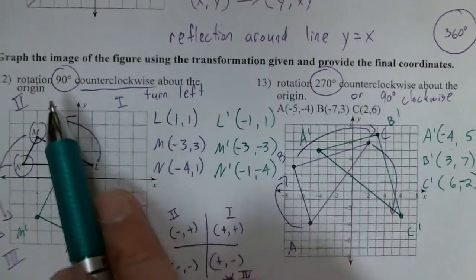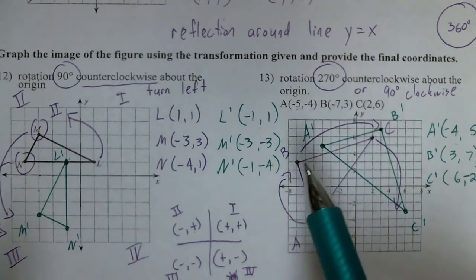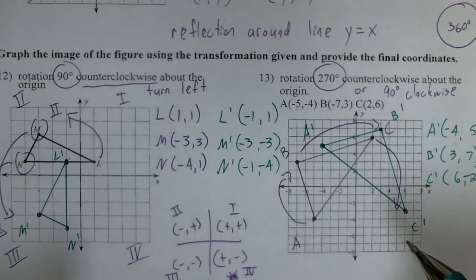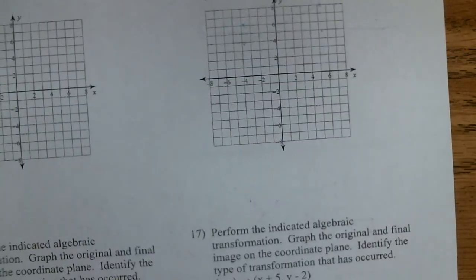All right, so remember, that's only for 90 and 270. If you rotate 180 degrees, then all you do is just flip both of the signs. If you rotate 360 degrees, then you just end up right where you started, so nothing happens. Okay. All right, so let's move on over to the back.